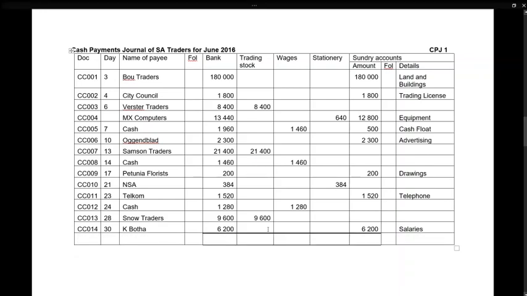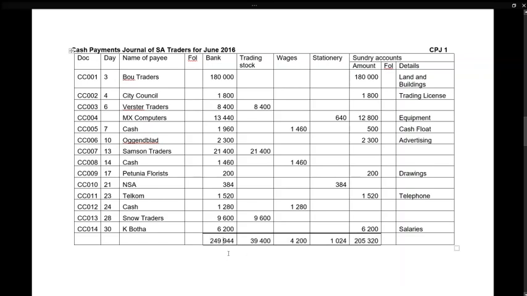Alright, if you total your bank, you should get a total of 249,944. Trading stock 39,400. Wages 4,200. Stationery 1,024 rand. And then your sundry accounts 205,320 rand. Right, so these four together, if you add them up, should equal your bank account.